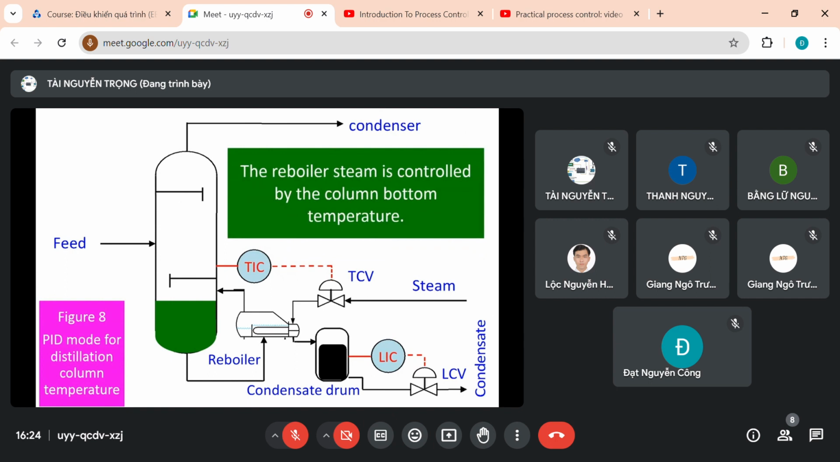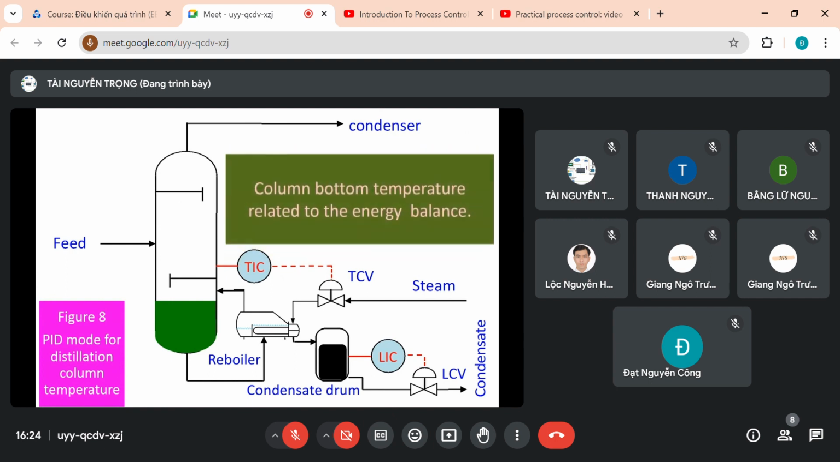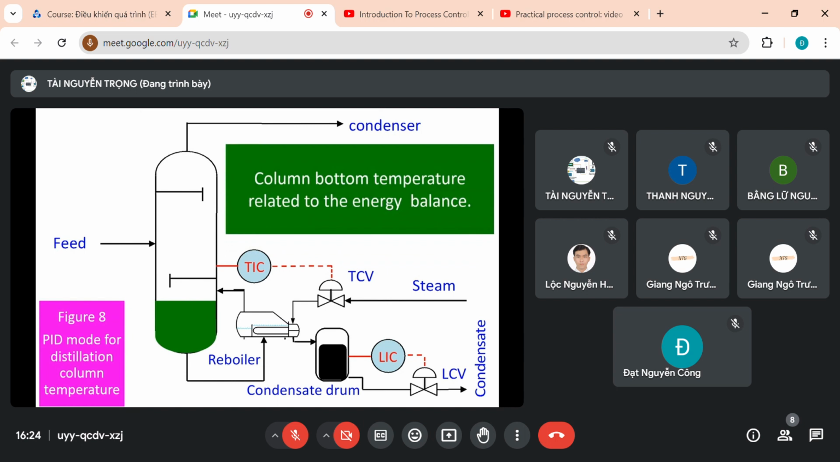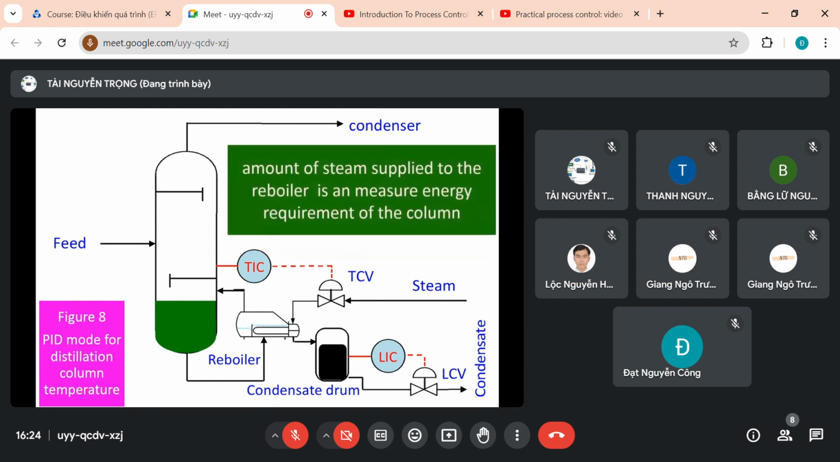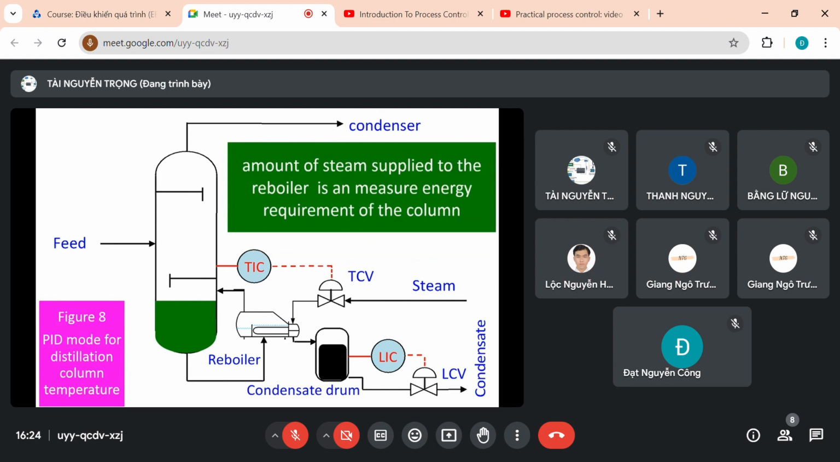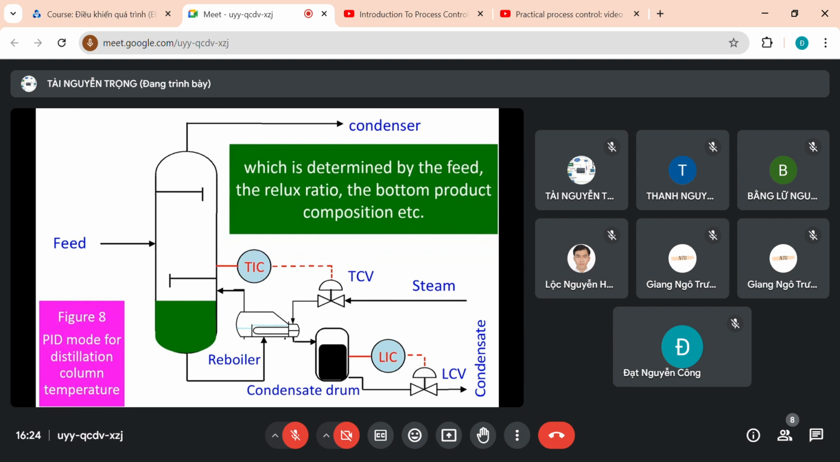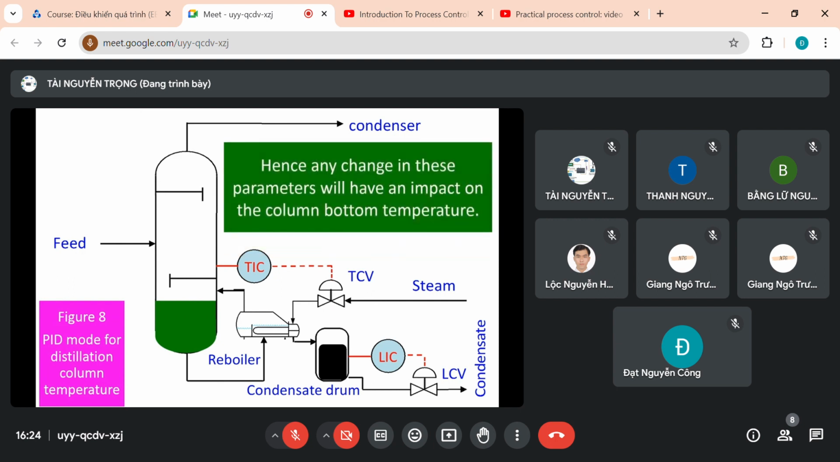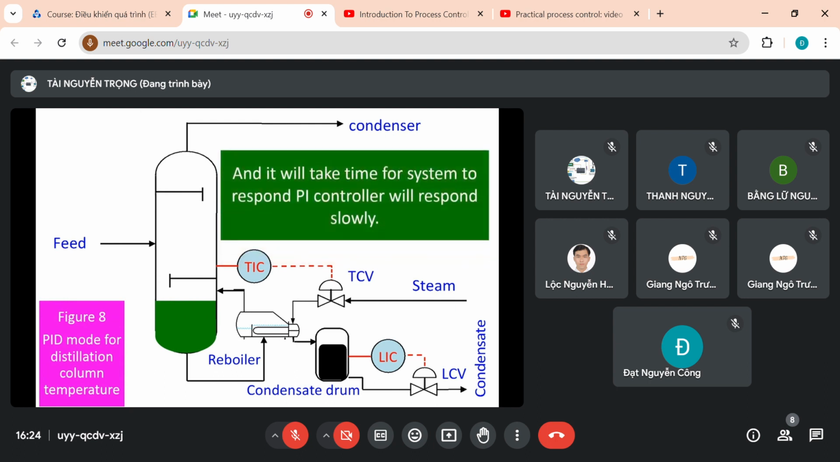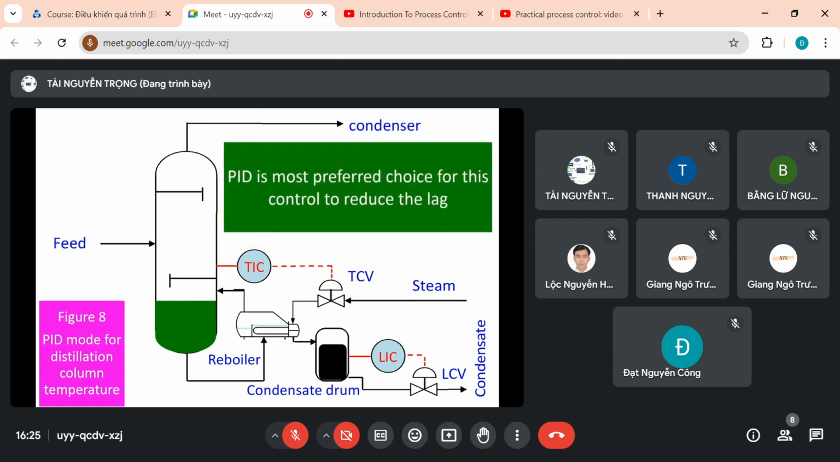The reboiler steam is controlled by the column bottom temperature. Column bottom temperature is related to the energy balance, and the amount of steam supplied to the reboiler is a measure of energy requirement of the column, which is determined by the feed, the reflux ratio, the bottom product composition, etc. Hence, any change in these parameters will have an impact on the column bottom temperature, and it will take time for the system to respond. A P controller will respond slowly. PID is the most preferred choice for this column control to reduce the lag.